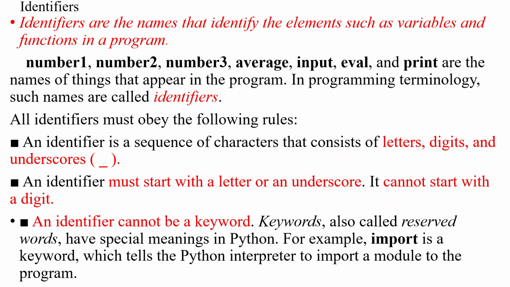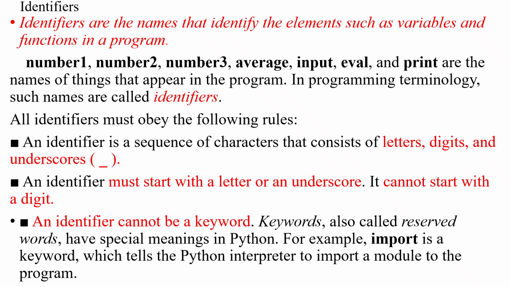Identifiers. Identifiers are the names that identify elements such as variables and functions in a program. In the previous program, the variables number1, number2, number3, average, input and others are the names of the things that appear in the programs. In programming terminology, such names are called identifiers. An identifier is a sequence of characters that consists of letters, digits and underscores.